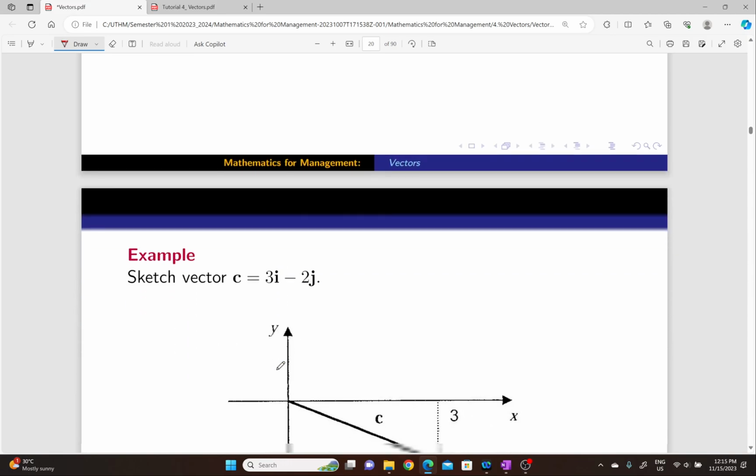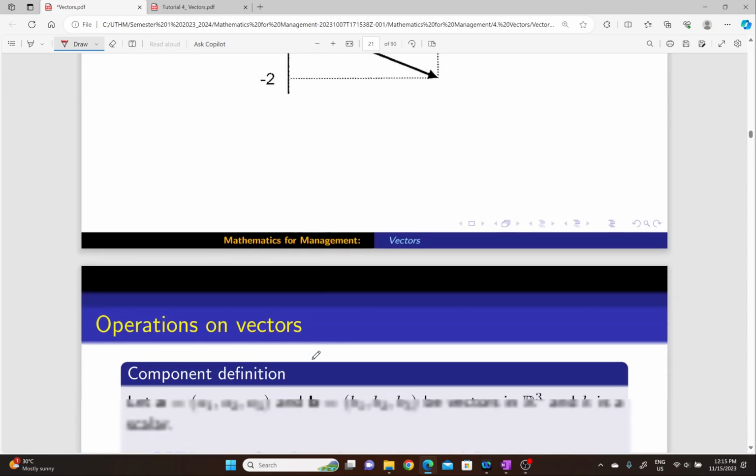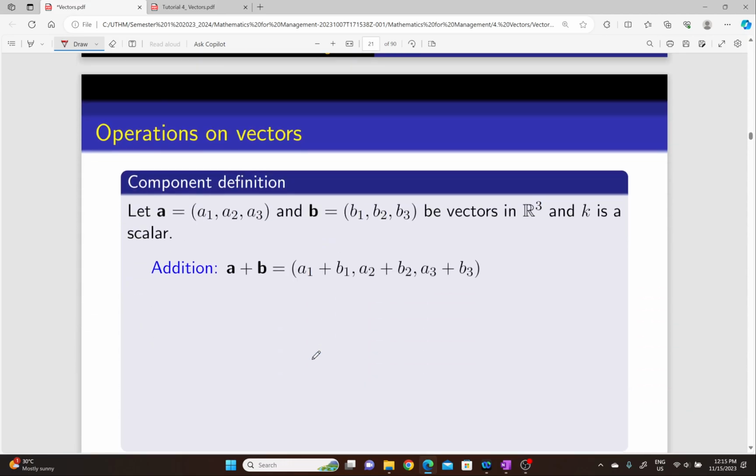Sketch a vector again. This one for 2D is easy. You put 3 here, -2 here. You join, like the one I did just now in the first slide. Okay, operations on vector. Vector is actually a quite easy chapter. You can do this in one day. It's very easy. Just algebraic computation is there. Don't worry.